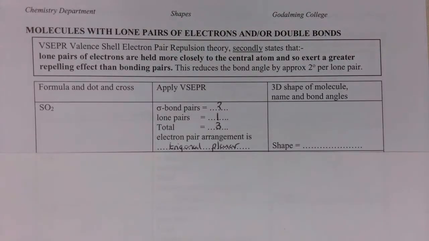So the first one we're going to look at is SO2. It has 2 sigma bonding pairs. Notice they're double bonds, but because you've got only 2 areas of electron density, I'm only counting it as 2. But they do have 1 lone pair, which makes a total of 3, and an electron pair arrangement is trigonal planar. But because of the presence of the lone pair, that is not now the shape.